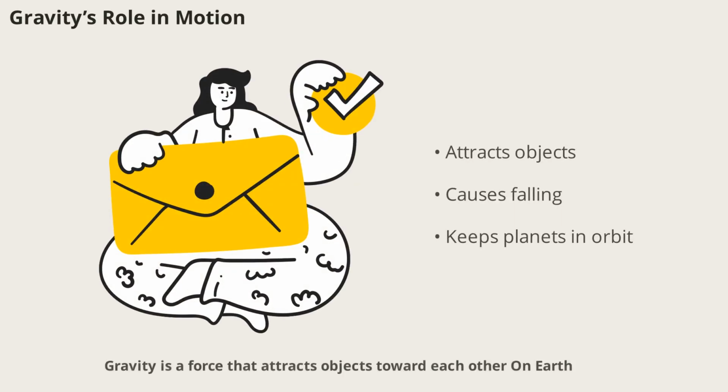Gravity is a force that attracts objects toward each other. On Earth, gravity pulls everything toward the ground, giving weight to objects and causing things to fall when dropped. Gravity not only affects free fall but also keeps planets in orbit and influences tides. It's a fundamental force that shapes the motion of everything from apples to asteroids. Understanding gravity helps us explain a wide range of natural phenomena.